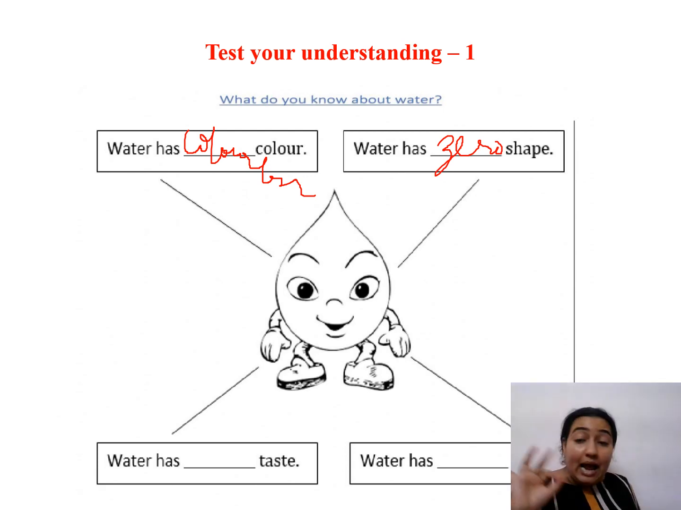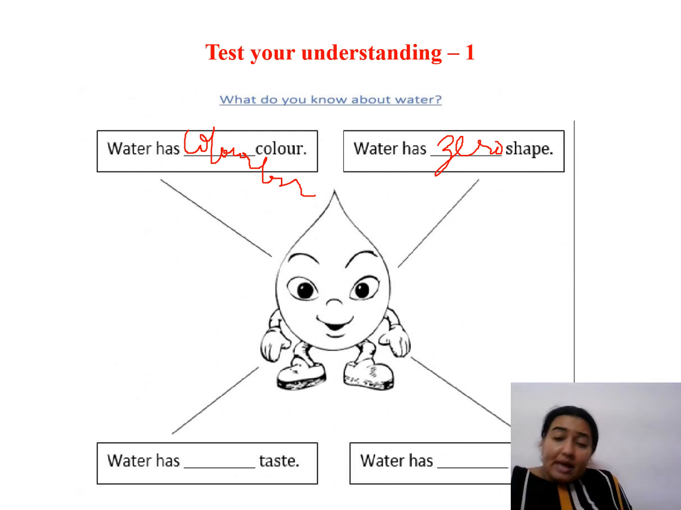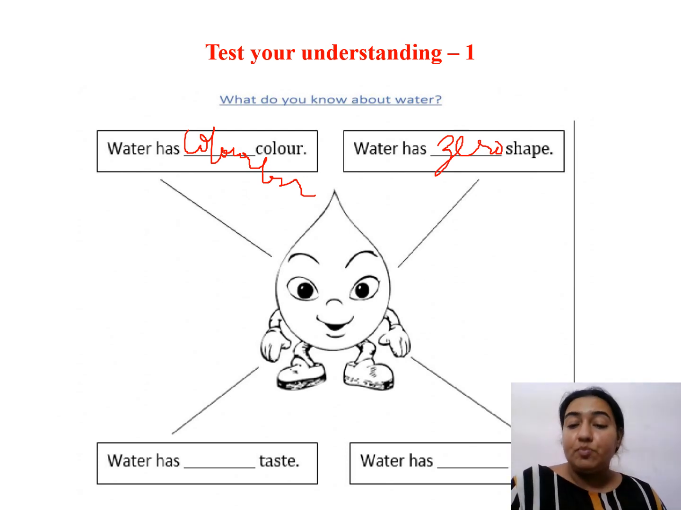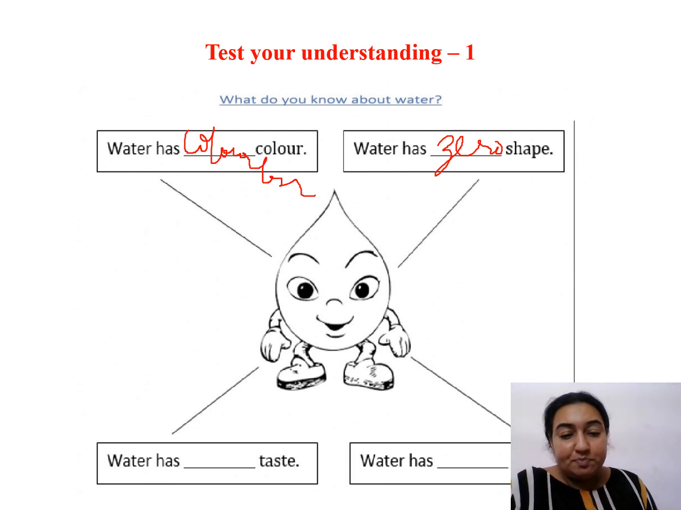So, water has no definite shape. In whichever container you keep and freeze it, it will take the shape of that container in its solid state. But the moment you take it out, it will turn back to its liquid state.